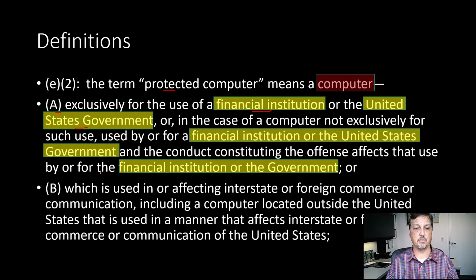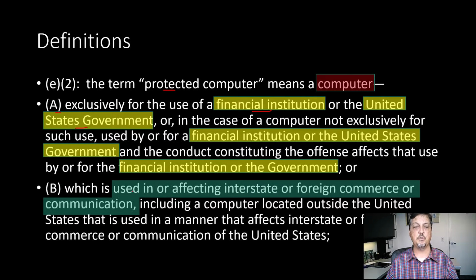The definition also includes this part B, used in or affecting interstate or foreign commerce or communication. This definition is what ties this federal law, or allows this federal law in the United States to reach economic conduct occurring between the states. And this gets a little bit deep into the weeds of U.S. constitutional law. But in short, the U.S. federal government does not have a general power to regulate the ordinary activities that are happening within a state. That's left to the state governments.